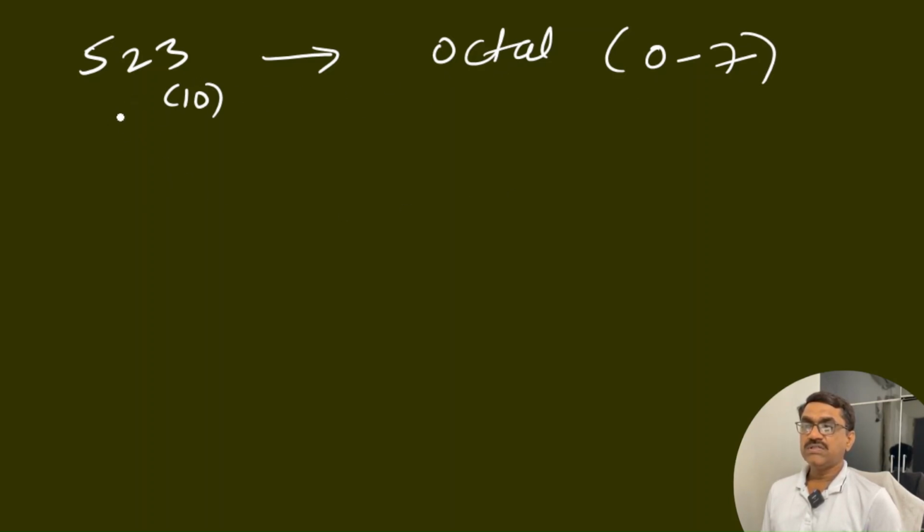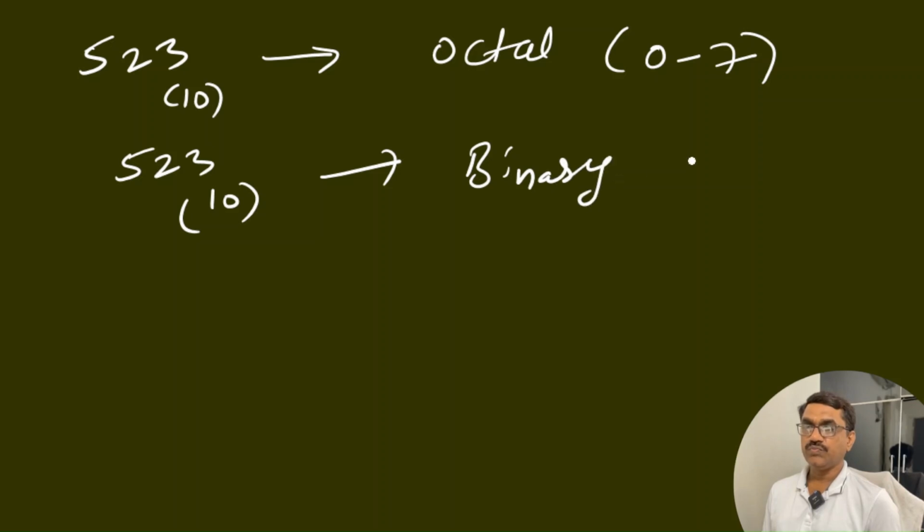How to convert this into octal? In the yesterday's session, I said that if you want to convert the same number 523 into binary, then we divide that number by 2. But here, to convert this 523 into octal, we have to divide the same number 523 by the base 8. Take the number 523, right?